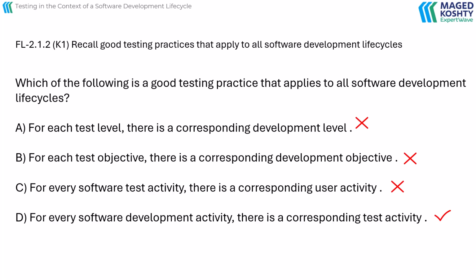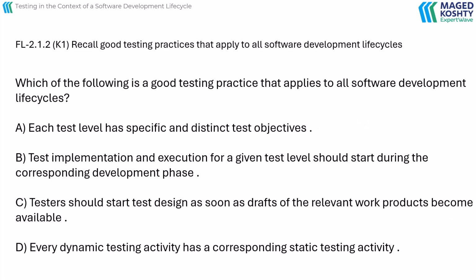Last question. Very similar to the previous three questions. Which of the following is a good testing practice that applies to all software development life cycles? A. Each test level has specific and distinct test objectives. Correct. Each test level has separate and distinct test objectives since each level tests a different type of test object, for example, a single component or the whole system. We will learn about test levels in future videos.